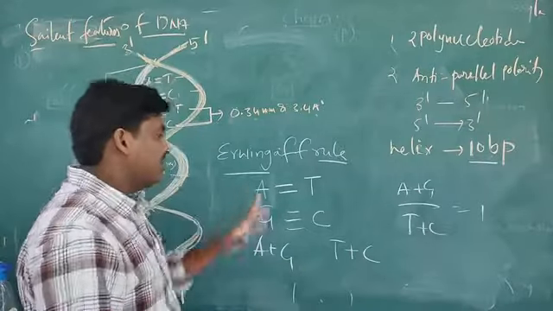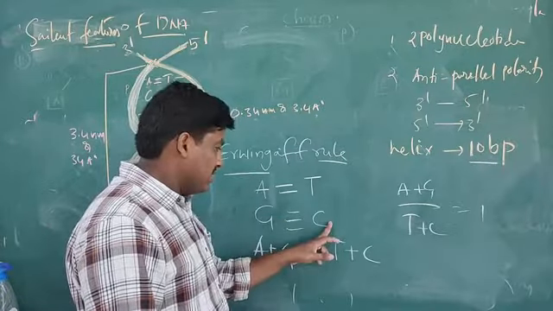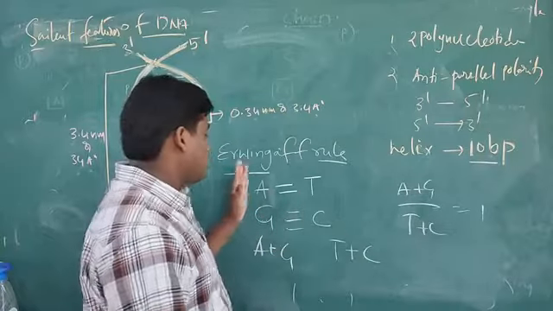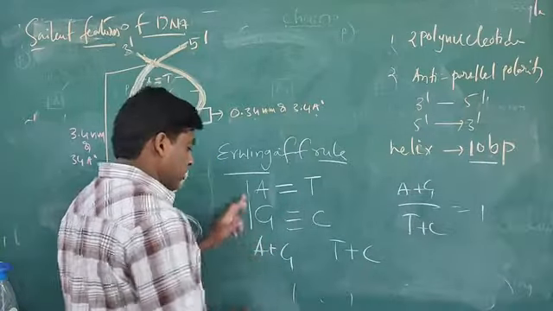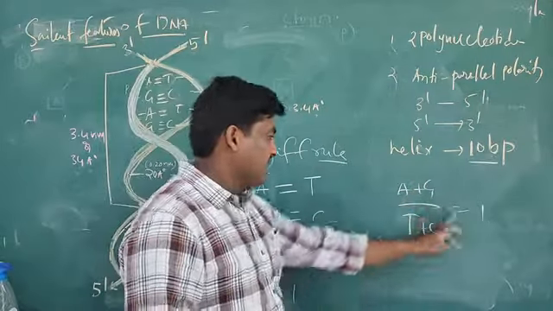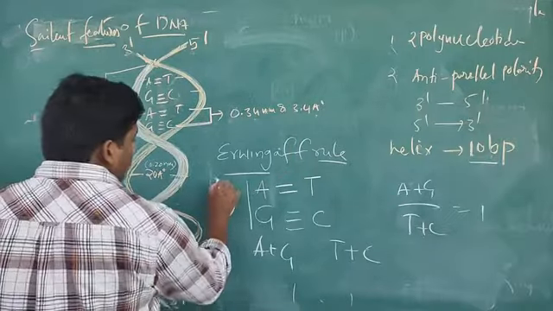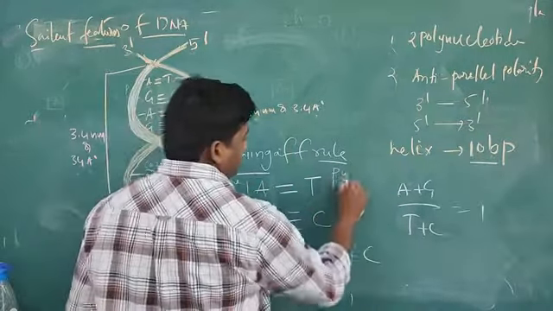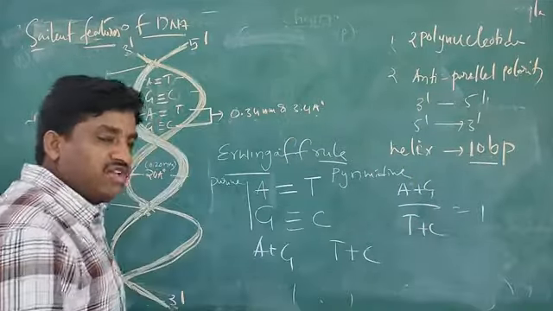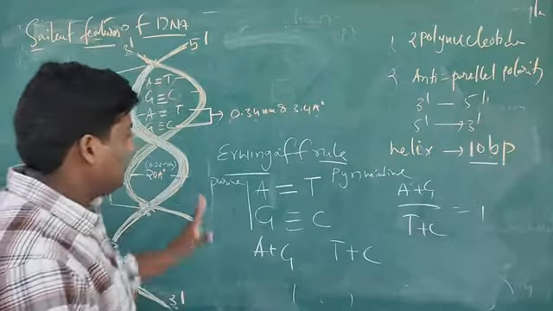So by Erwin Chargaff's rule, adenine is always bonded with thymine and guanine is always bonded with cytosine. Here A and G are purines, and T and C are pyrimidines. So A plus G by T plus C is equal to 1. The purines are always equal to pyrimidines in the DNA structure. That's it, Erwin Chargaff's rule.